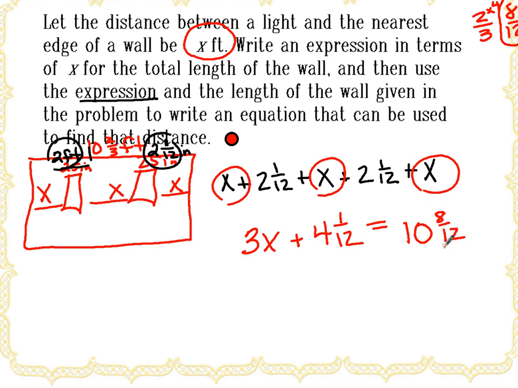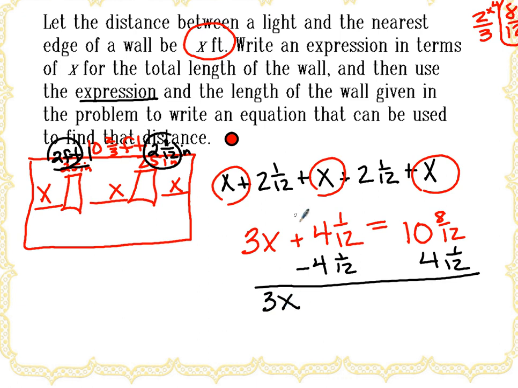Now we can actually just solve. Okay, so let's go ahead and get our 3x by itself. So what are we moving? Minus 4 and a 12th from both sides. So I now have 3x. Our mixed numbers cancel. Still have my equal sign. 8/12 minus 1/12 is 7/12. And 10 minus 4 is 6.